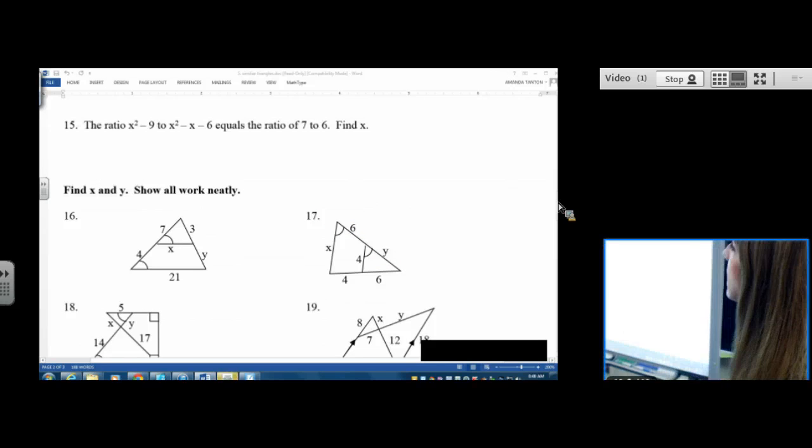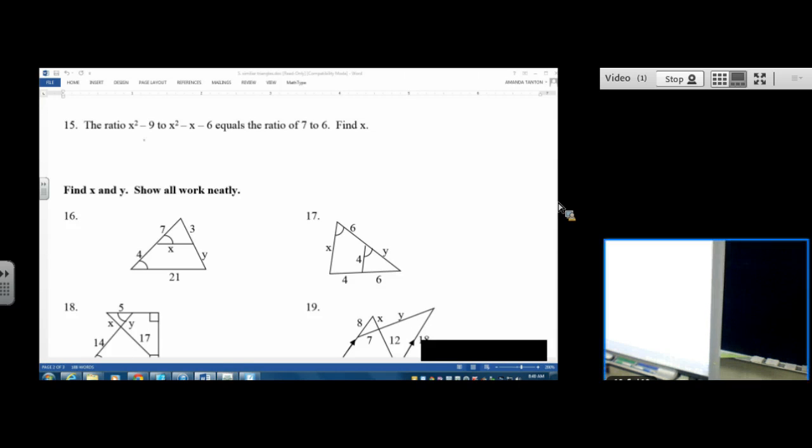All right, number 15, the ratio x squared minus 9 to x squared minus x minus 6 equals the ratio of 7 to 6. Find x.